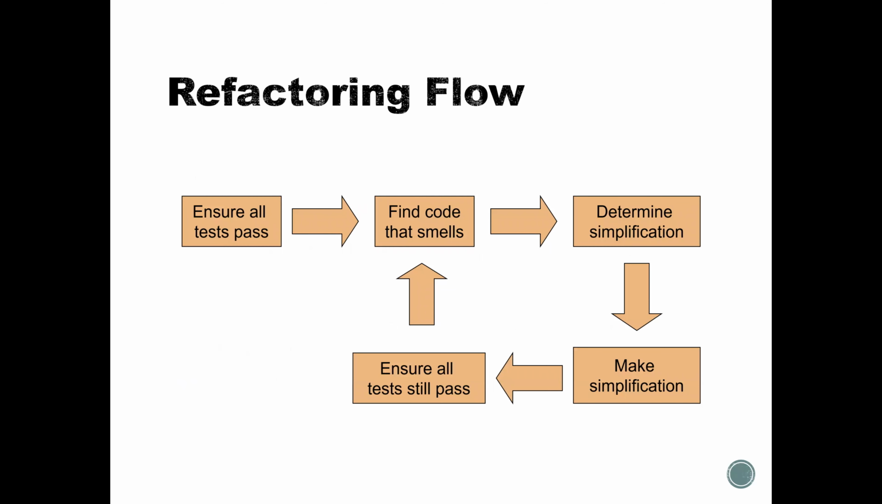So this is the refactoring flow cycle. We are going to ensure all tests pass. Then we are going to find code that smells, which has different issues, for example, duplicate code logic, long methods, long parameters, and so on. So you need to find those things in the code. Then you need to determine simplification. Then of course you need to do some changes, making some modifications to make the code simple. And once the code has been changed, you need to ensure that all tests pass with those changes.